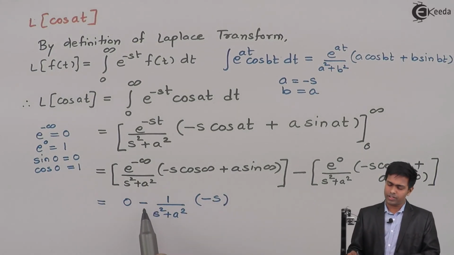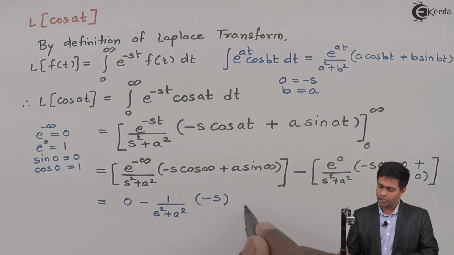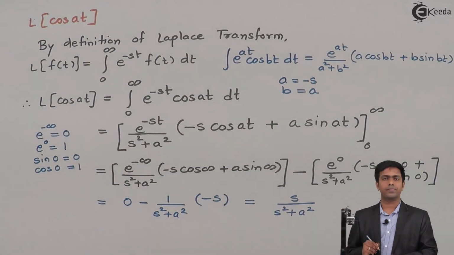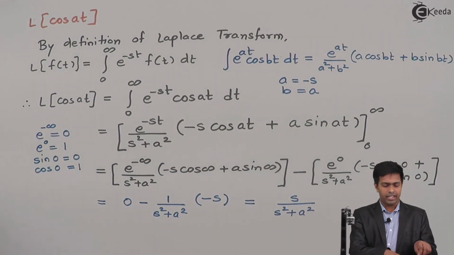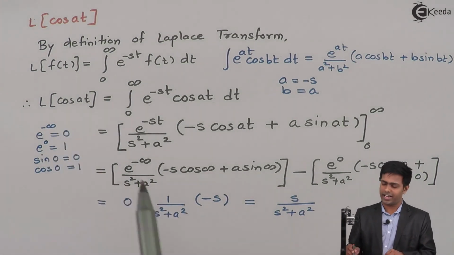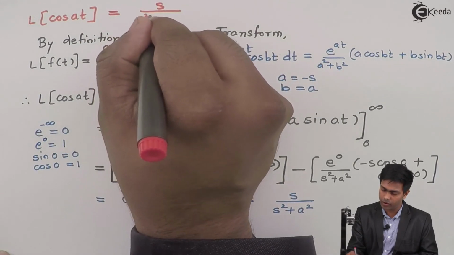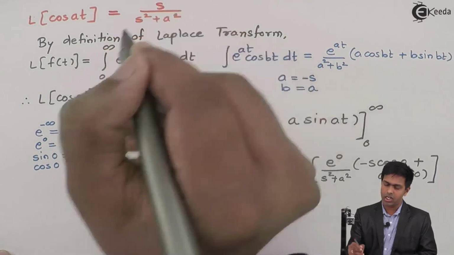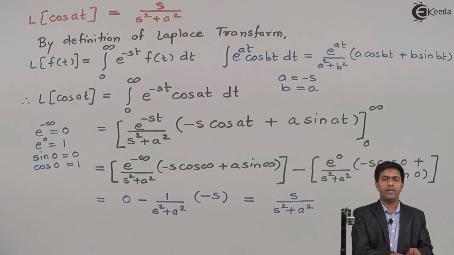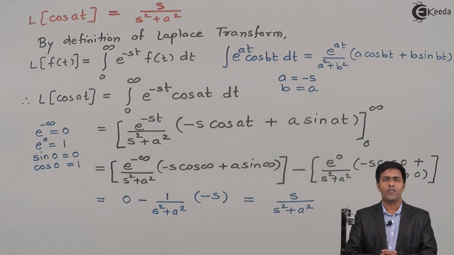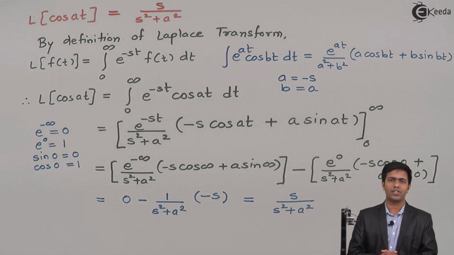Now, because of this minus sign, here we'll get minus minus plus s. So it means we'll get the value as s upon s squared plus a squared. So we got the Laplace transform of cos at as s upon s squared plus a squared. Here we derived the value of the Laplace transform of cos at from the definition of Laplace transform. Thank you.